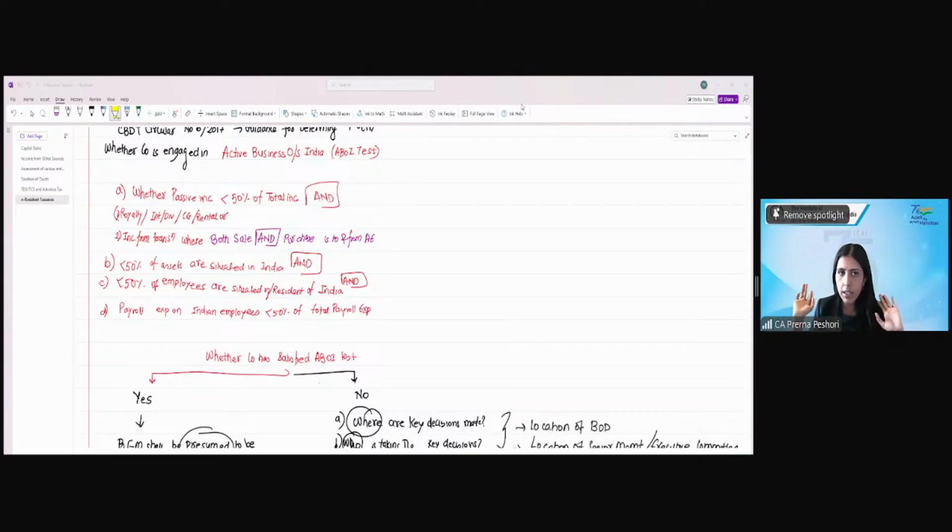Okay. But they also say that if the purchase and sale is to and from associated enterprises, because you may try to manipulate and say that no, I am into active income, but you are purchasing from one associated enterprise and selling to another associated enterprise just to come out of this active business test.